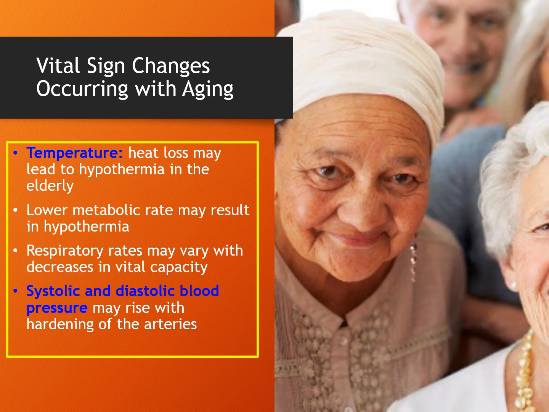Here this talks about aging, and it talks about temperature, that they can have a heat loss which causes hypothermia. They often have a lower metabolic rate, so they're hypothermic, so they're cold. Their respiratory rates may vary because they have decreases in vital capacity. That just talks about the amount of air that your lungs are capable of taking in and taking out. And the systolic and diastolic blood pressure may rise with hardening of the arteries.